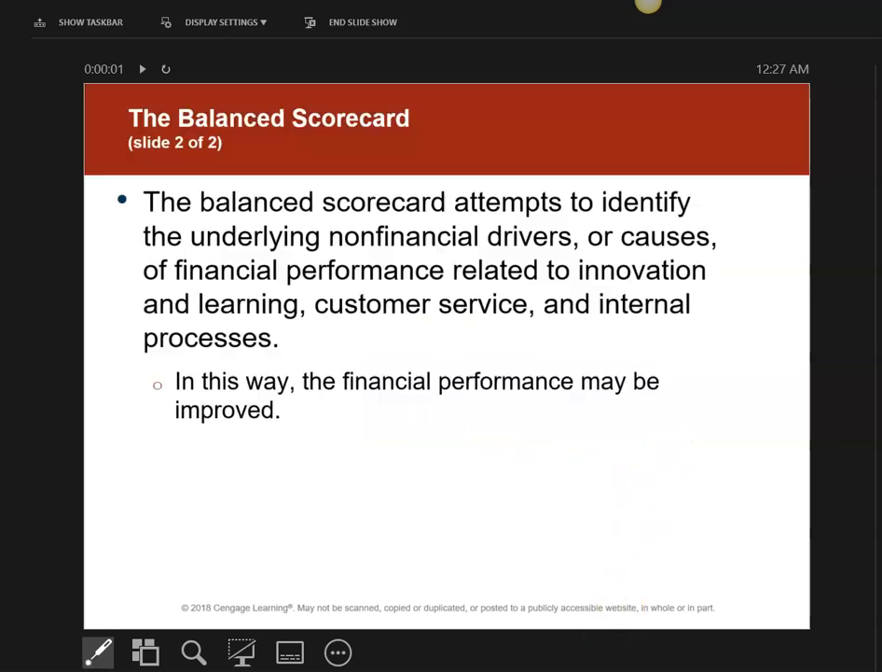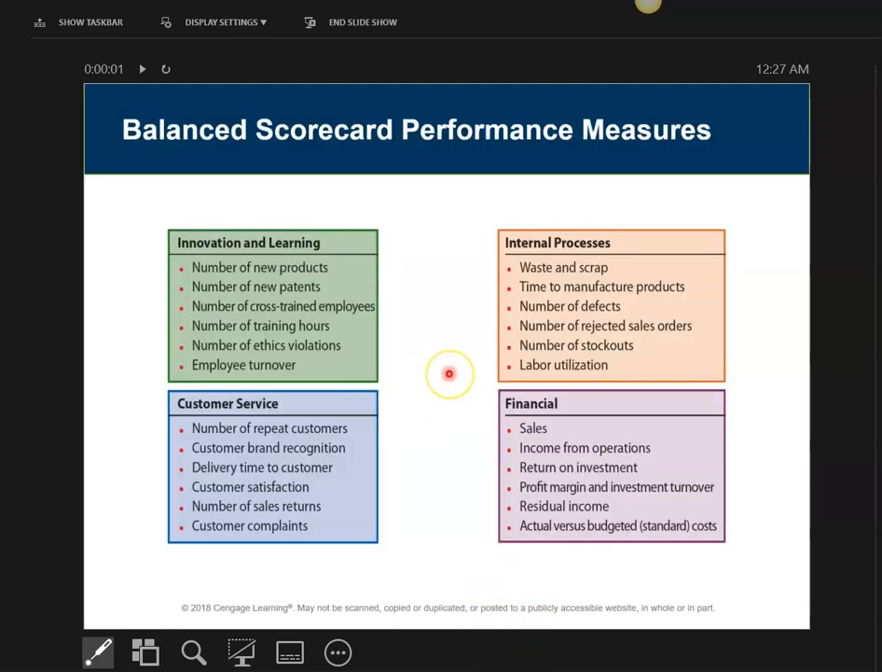Remember, this chapter is about relationships and how they work with each other. We're going to look at the overall financial performance. How can I improve it? Because that's always my goal. Here are some things I can actually measure.